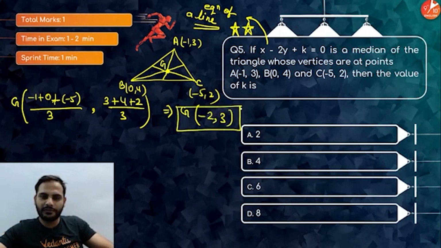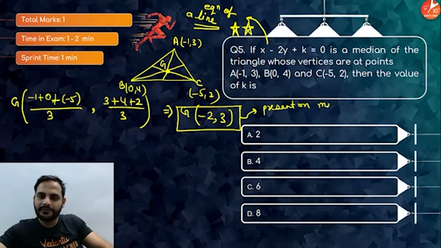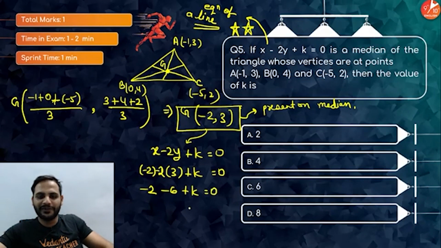The centroid's coordinates are minus 2 comma 3, and now I know this point is present on the median, so it must satisfy this equation. So x minus 2y plus k equal to 0. Put these coordinates over here. Minus 2 minus 2 into 3 plus k equal to 0. So minus 2 minus 6 plus k equal to 0. You'll get k is equal to 8.